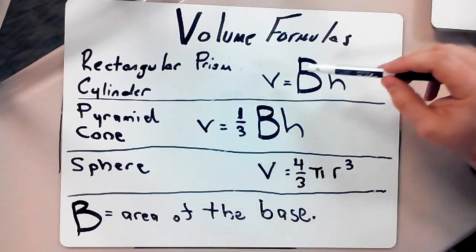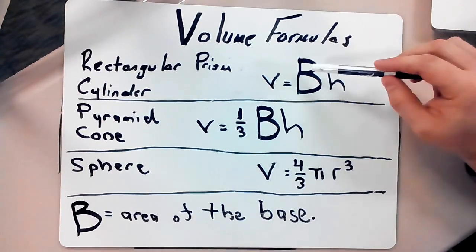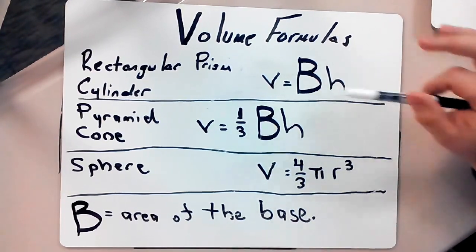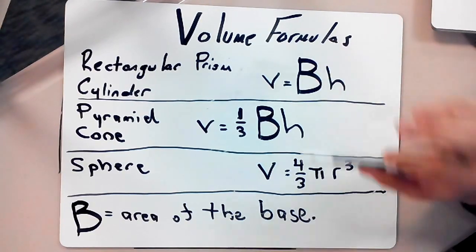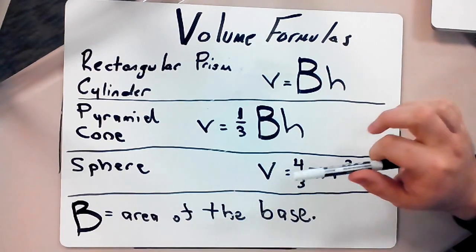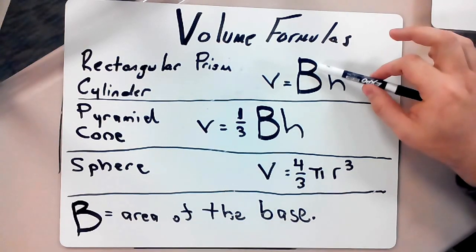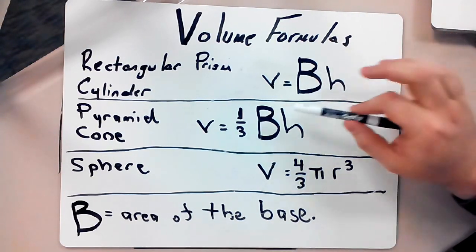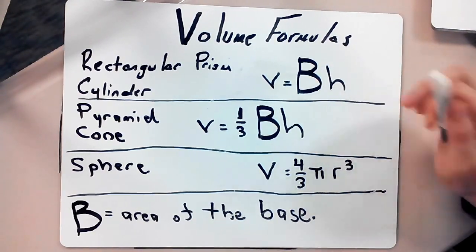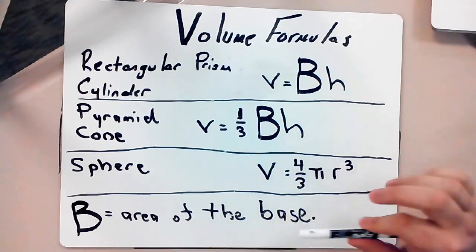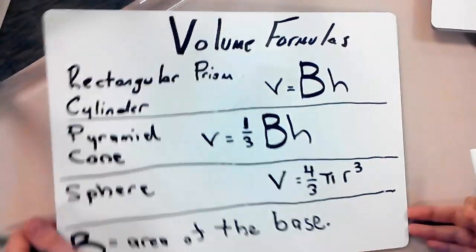This is how the formulas are given to you on the state test. So we want you to be familiar with them. Big B is not the base, it's the area of the base. So you want to find the area of the base, then multiply it by the height. That's the idea behind that. We don't just use the base. All right, let's take a look at the first example.